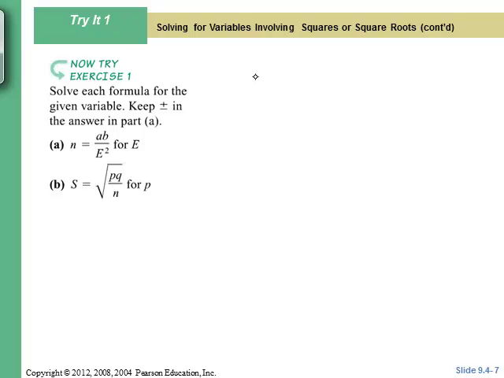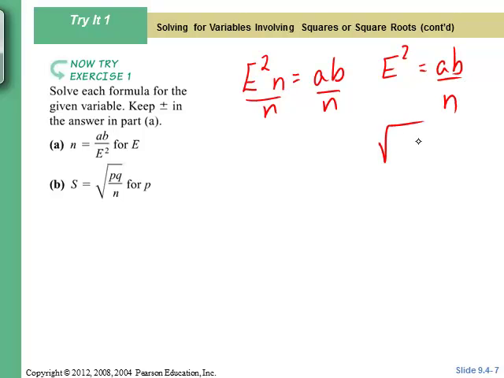Okay, to get the e all alone, multiply both sides by e squared. We have e squared n equals ab. Divide both sides by n, and we get e squared equals ab over n. Take the square root of both sides, plus or minus the square root of ab over n. So e equals plus or minus the square root of ab over n.